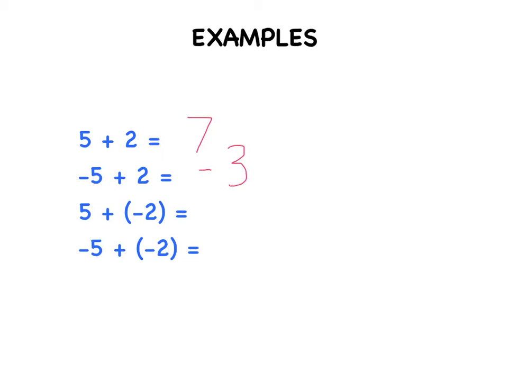The next example, 5 plus negative 2. Again, the signs are different, so we subtract and keep the sign of the larger number. So 5 plus negative 2, 5 minus 2 is 3. The 5 is positive, so the result is positive 3. Okay, the last example for addition, negative 5 plus negative 2. The signs are the same, so we're going to add the numbers and keep the sign. So 5 plus 2 is 7. They're both negative, so the sum is negative 7.